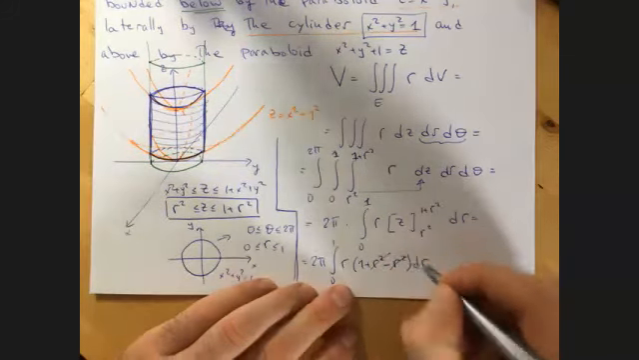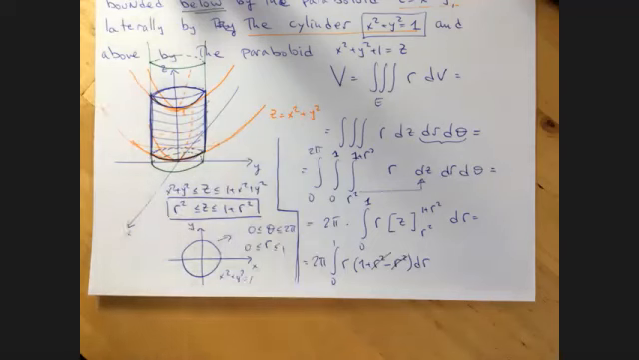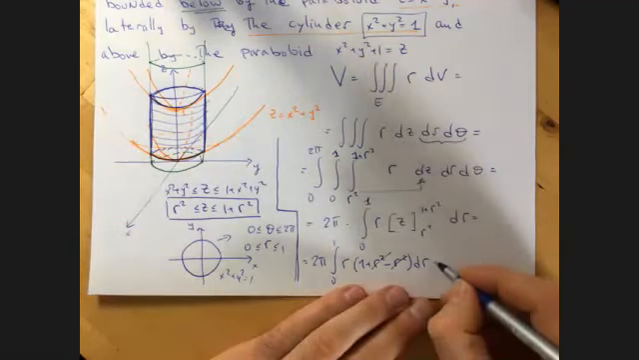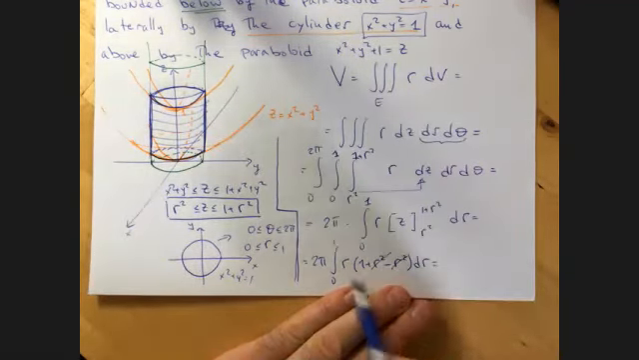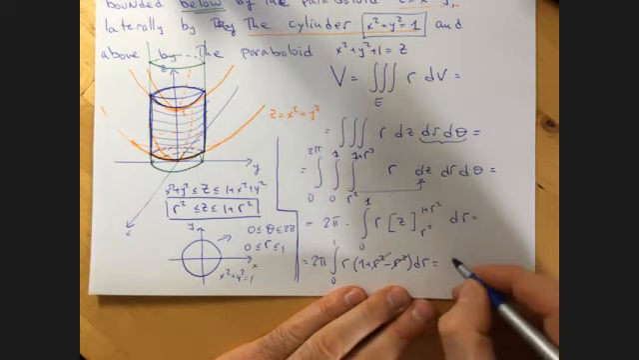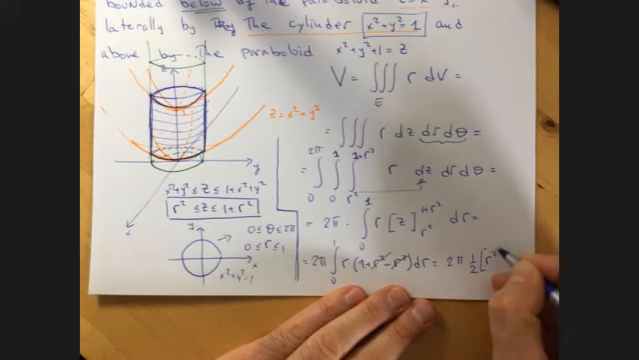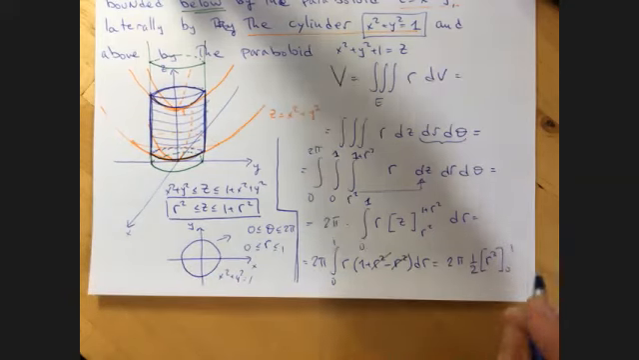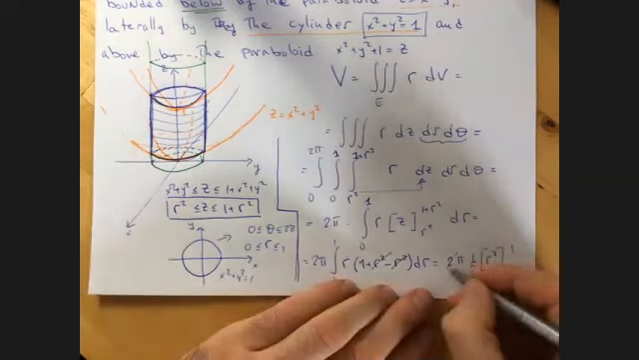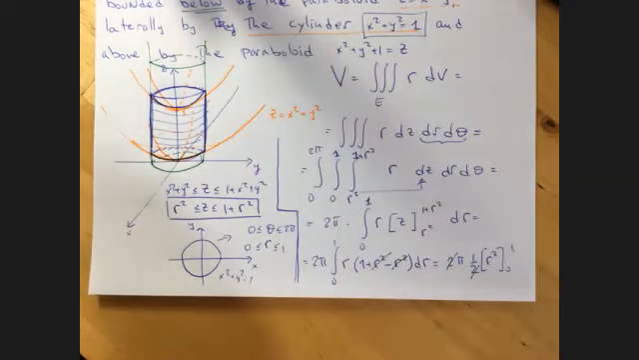R squared and r squared cancels, so this is a very, very simple integral in cylindrical coordinates. Integral of r dr is just 1/2 r squared, evaluated from 0 to 1 is 1/2. Cancel 2 and 2, your answer is just pi.